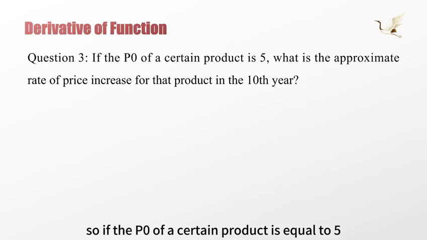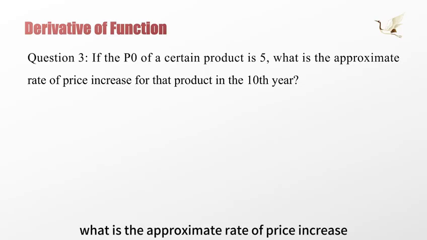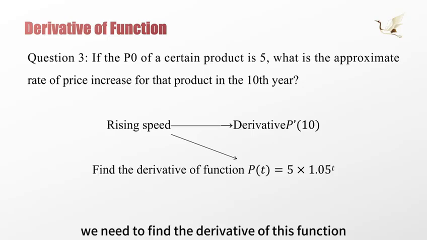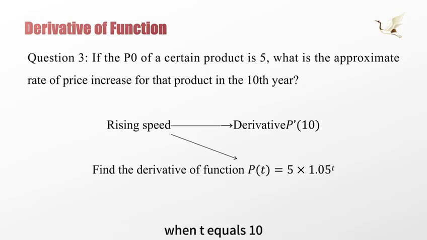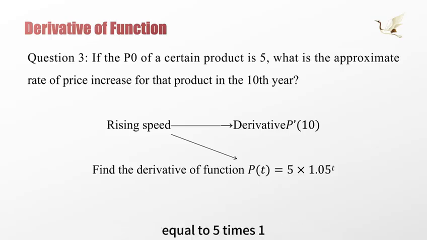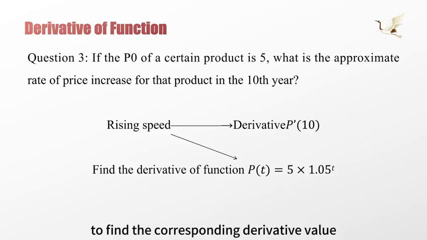So, if the P0 of a certain product is equal to 5, what is the approximate rate of price increase for that product in the 10th year? According to our recent analysis, to determine the rate of price increase, we need to find the derivative of this function when t equals 10. So we can calculate the derivative of the function Pt equal to 5 times 1.05 to the power of t, and then use t equal to 10 to find the corresponding derivative value.